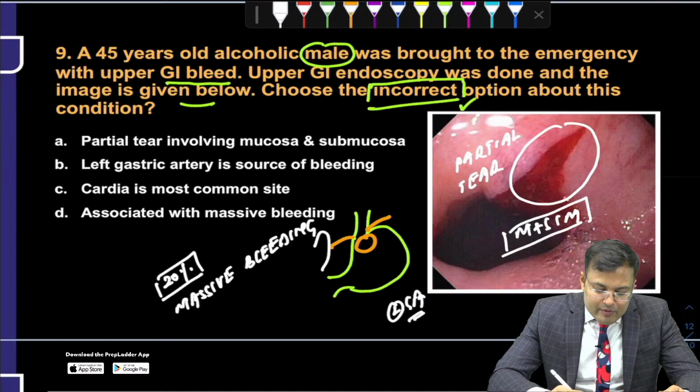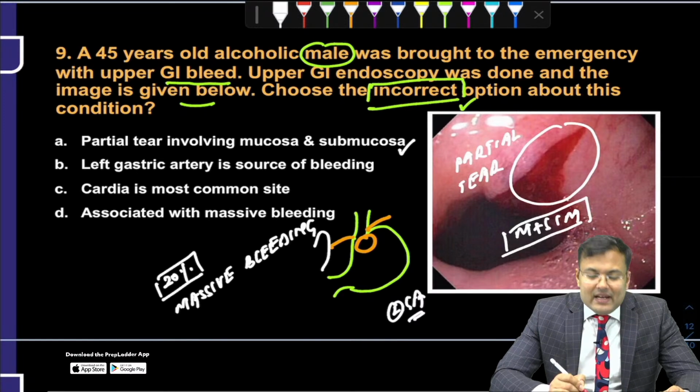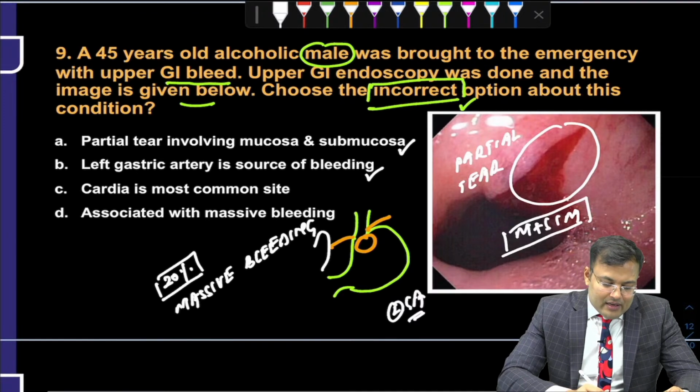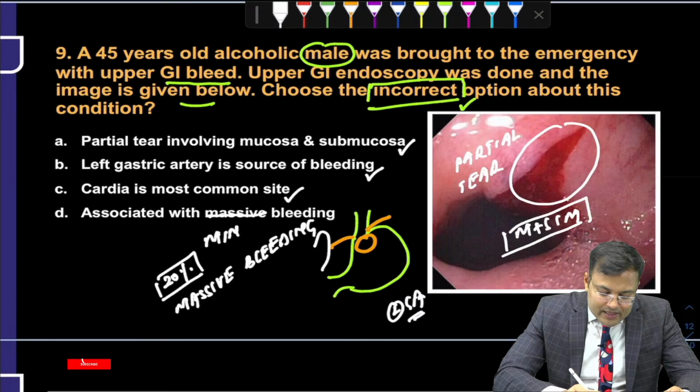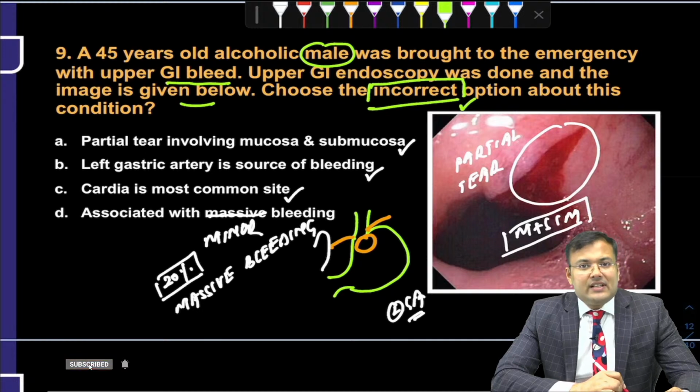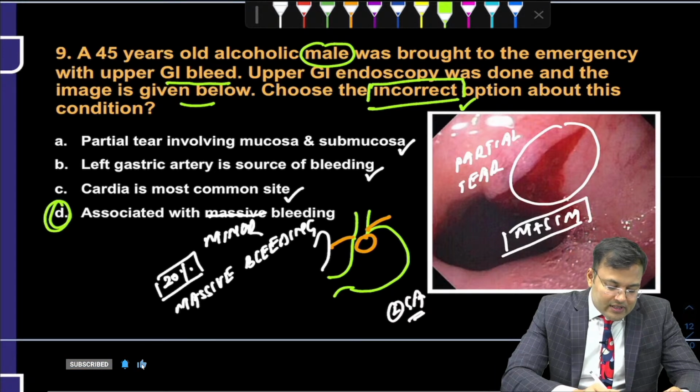Partial tear involving mucosa, submucosa, correct. Left gastric artery is the source of bleeding, correct. Cardia is the most common site, correct. Associated with minor bleeding. In majority of cases there is minor bleeding. So this is the correct answer.